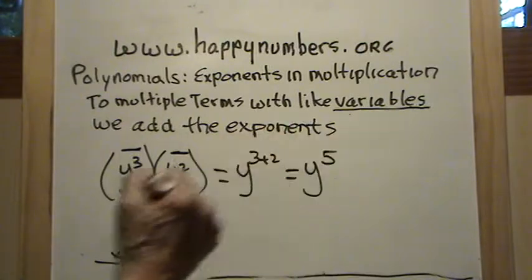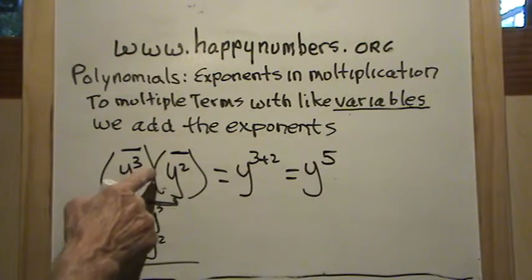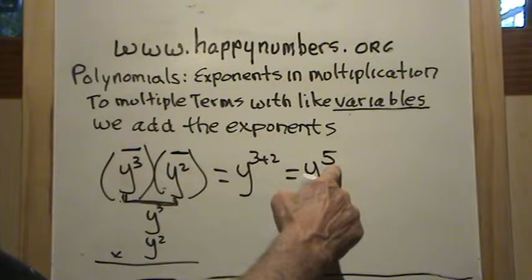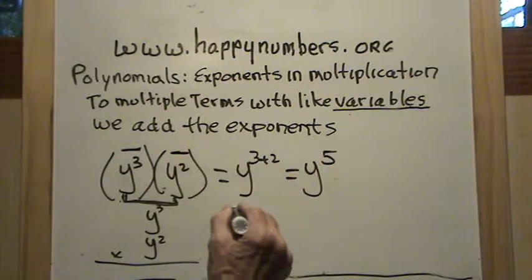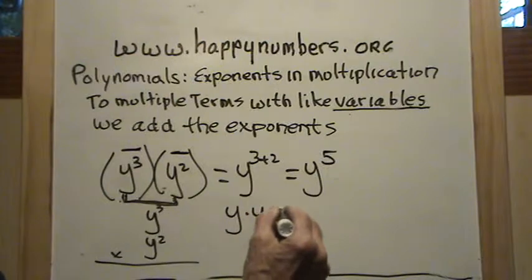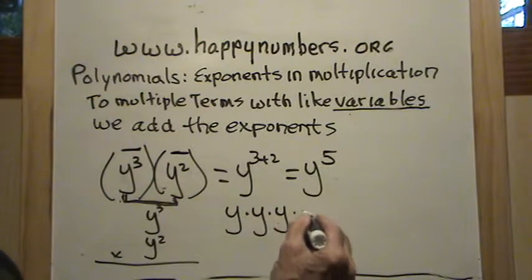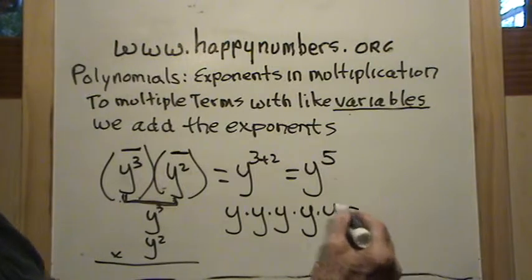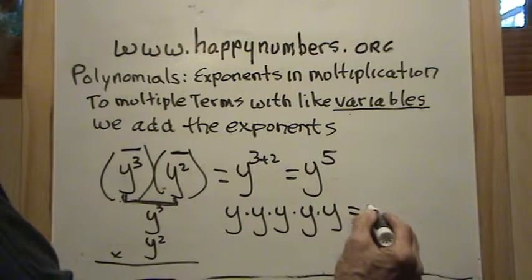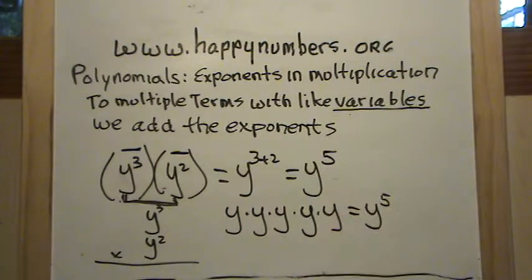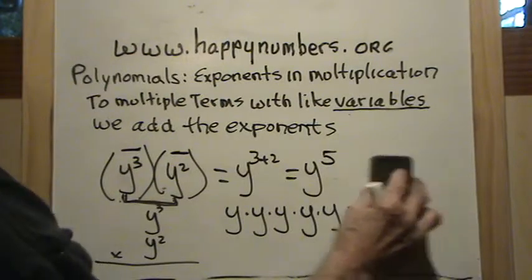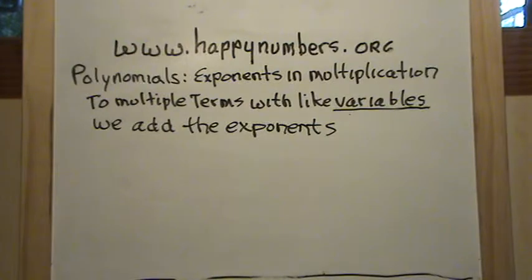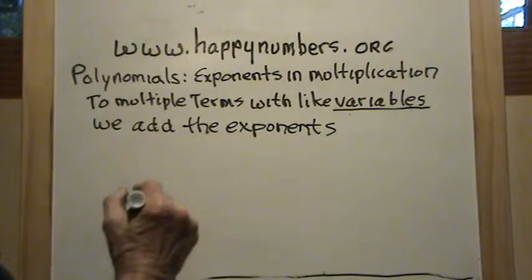So y to the third times y to the second is y to the fifth. And if we wrote it out, you could see y times y times y, that would be y to the third, times y times y, that would be y squared, would be 1, 2, 3, 4, 5, y to the fifth. All right. Pretty simple. One more example before I turn it over to you.